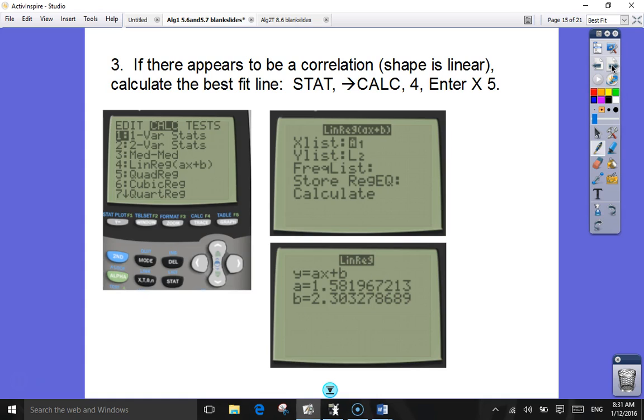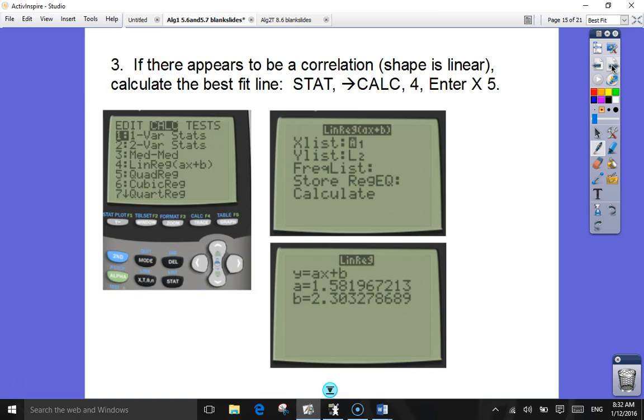What? Arrow over to the calc. No, here, top of the screen. You're not trying very hard. Stat, right arrow, calc, 4. Do it. Stat, right arrow, 4. You don't have to move down. Just hit the number 4. There. Enter.